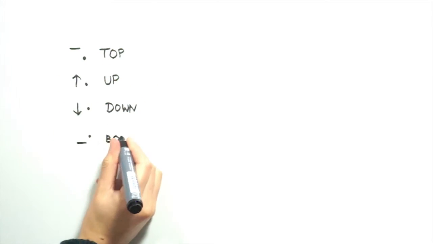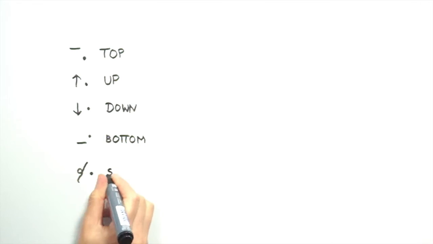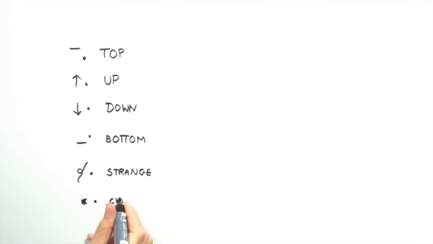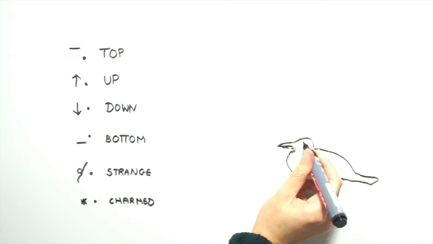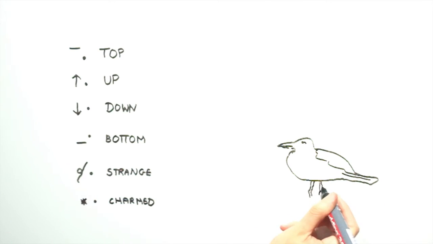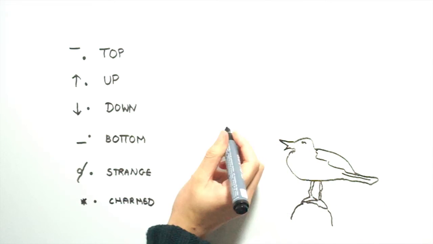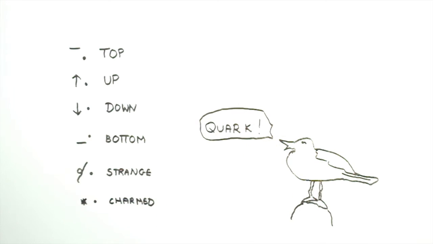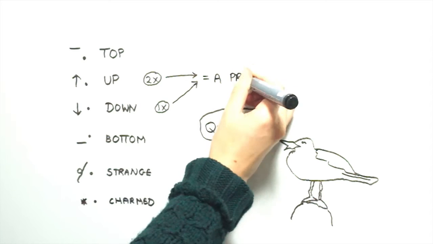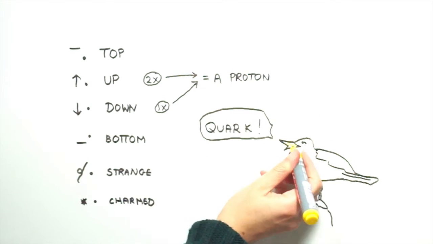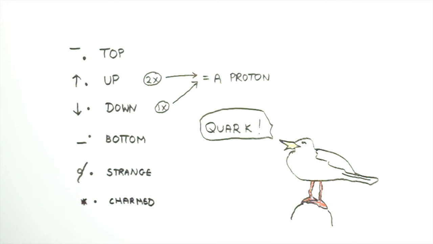There are 6 types of quarks which exist, and these are called the top quark, up quark, down quark, bottom quark, strange quark, and charmed quark. These quarks all have partial charges. For example, an up quark will have a positive charge of 2/3, and a down quark will have a negative charge of 1/3. It takes 3 of these quarks to make up a neutron or a proton, and a proton is made up of 2 up quarks and 1 down quark, which gives it an overall positive charge of 1.